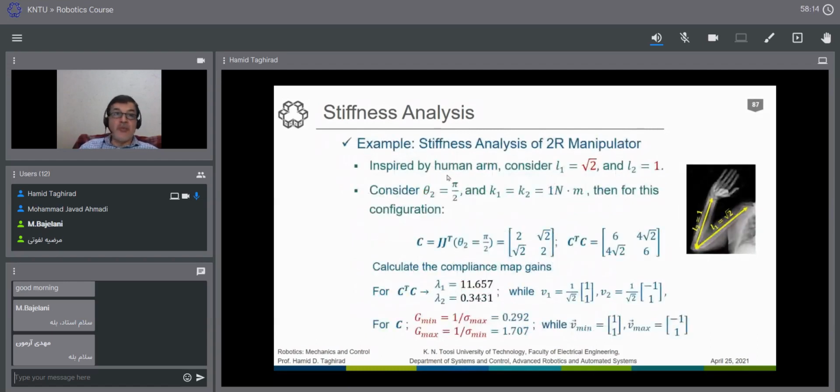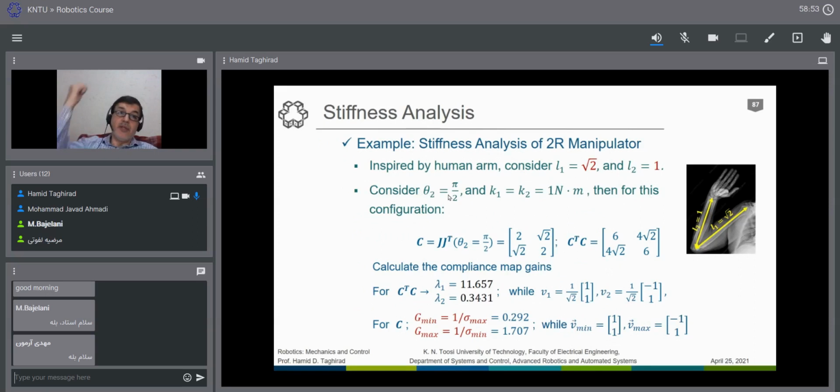As an example, I brought the same old example that we have there: a 2R manipulator, the simplest possible case, with a human-inspired architecture where L1, L2 is square root of 2 and 1. And consider a non-isotropic configuration. You remember that this was isotropic if the angle was 3 pi over 4, the same way that we are working with our hand. Consider that theta 2 is equal to pi over 2.